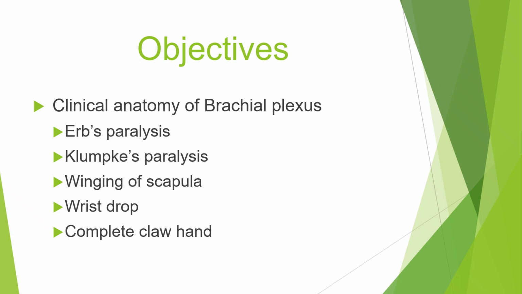The objectives for today: we shall study the clinical anatomy of brachial plexus, majorly Erb's paralysis, Klumpke's paralysis, winging of scapula, wrist drop and the claw hand.